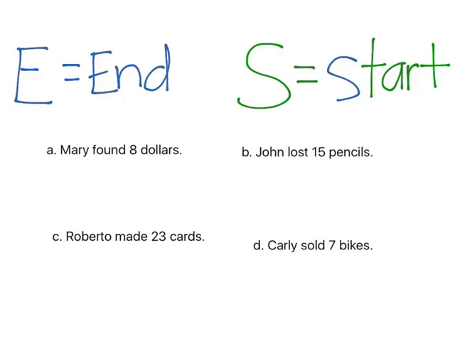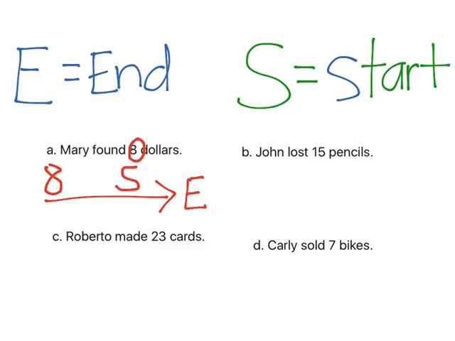In problem A, Mary found $8. 8 tells me how many more or less, so that's my first small number. I can reread my sentence without that number 8. Mary found dollars. If Mary found dollars, she ends with more dollars. If she ends with more dollars, E must be my big number, and S must be my small number.